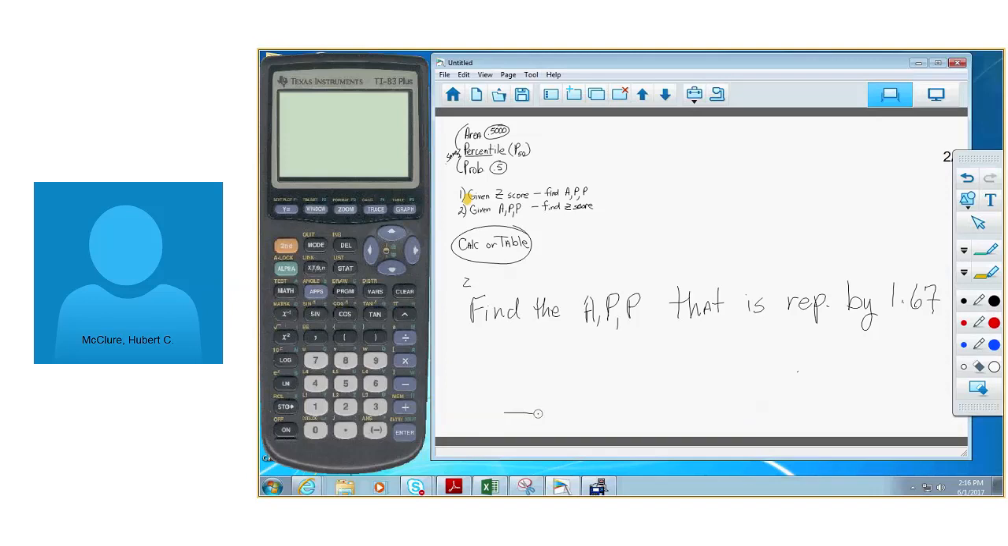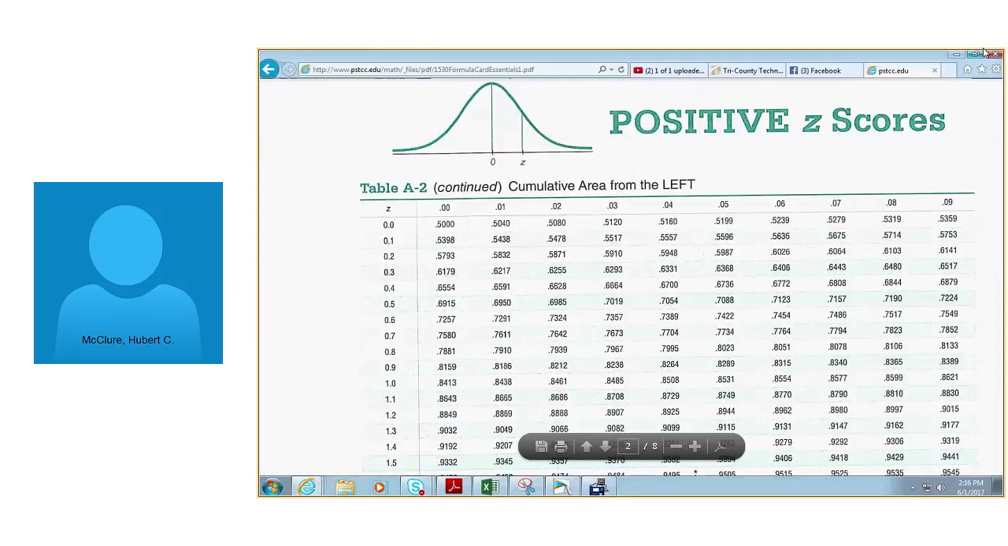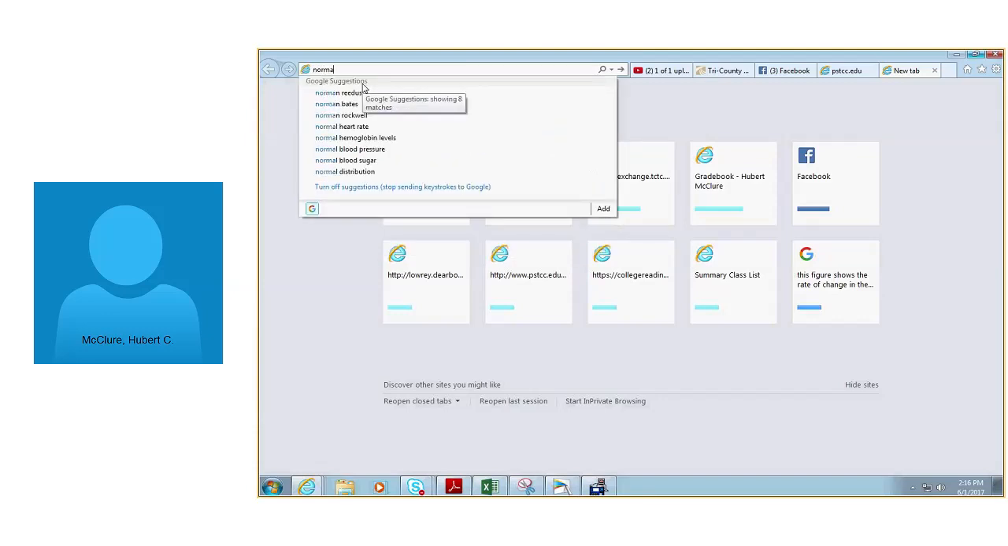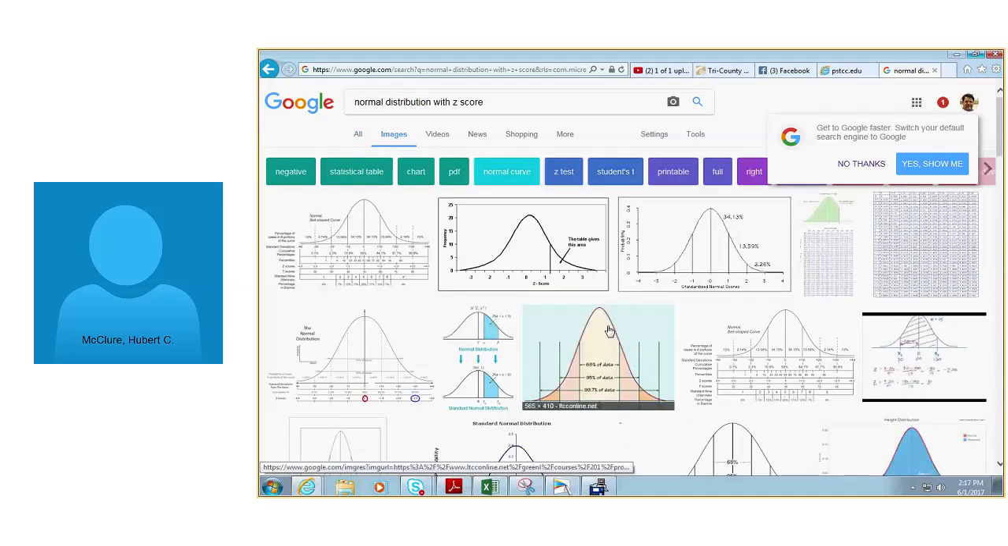Now, I actually tell students, let me show you what I tell them. And for 30 students that I tell, 2 actually do what I tell them. You have to go to the internet, and I know it's real hard to get to the internet. You have to actually click a button, and you have to type in something. Here you would type in normal distribution with Z score or something like that. And you have to hit images. And then you go here and you can pick which one you want.